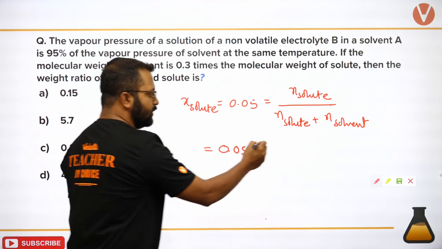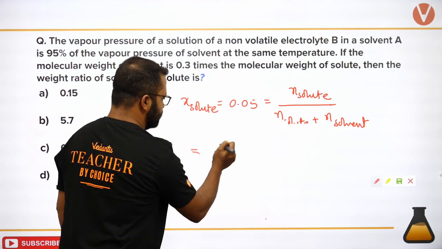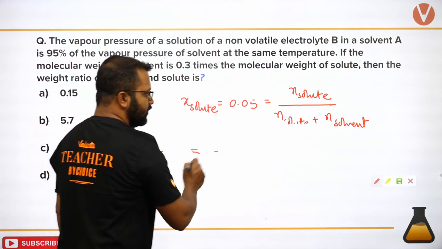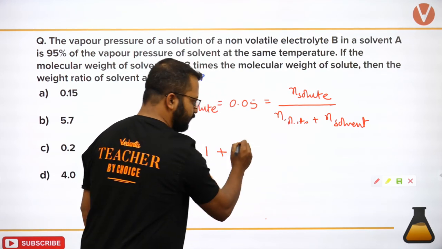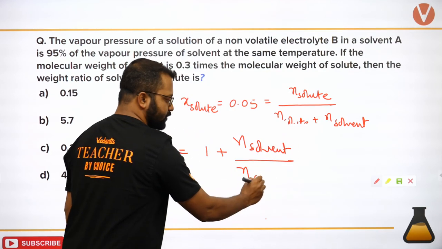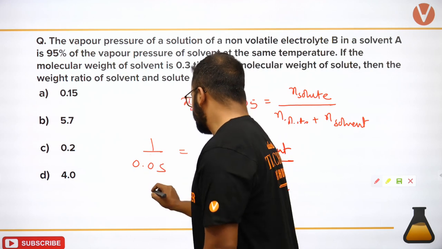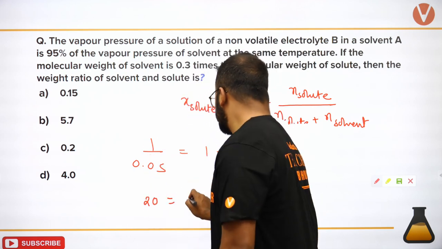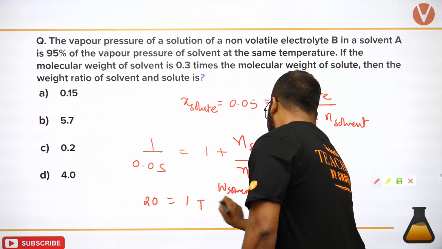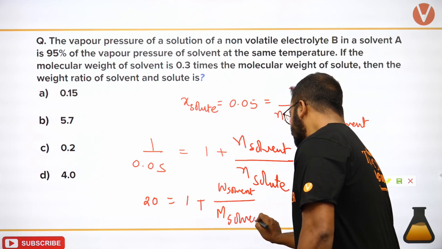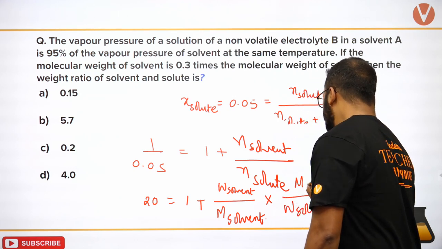Now, the number of moles of solute can be written as weight of solute over molecular weight. Or what you do is you take the reciprocal. So 1 upon 0.05 will be equal to 1 plus number of moles of solvent upon number of moles of solute. This will be equal to 20, that is 100 by 5. The number of moles of solvent can be written as weight of solvent upon molecular weight of solvent, times the molecular weight of solute upon weight of solute.